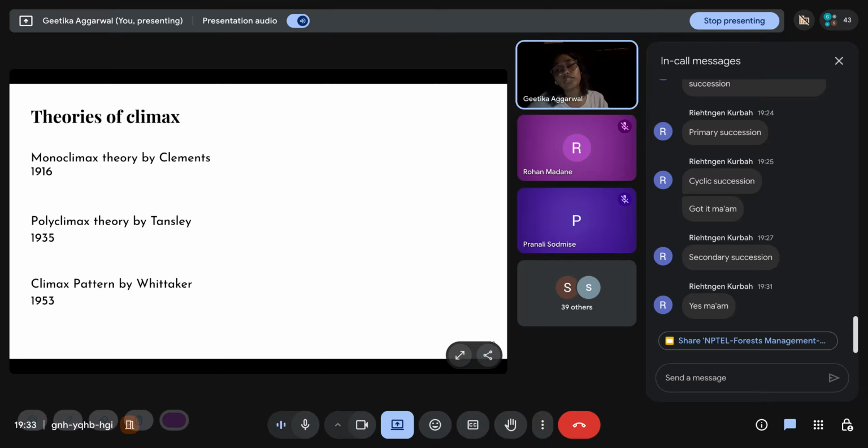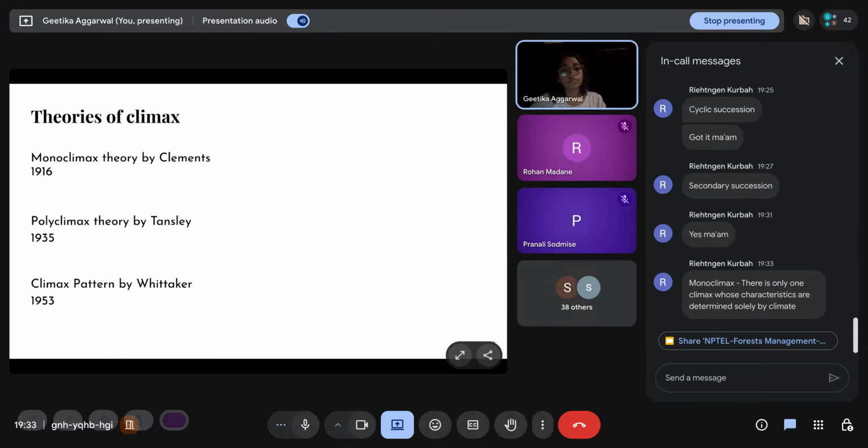So does anybody have an idea on what the monoclimax theory talks about? Yeah, very nice. So basically, in monoclimax, Clements said that there is only one climax. So only one climax community can be formed, and it is entirely dependent on the climate of the area.